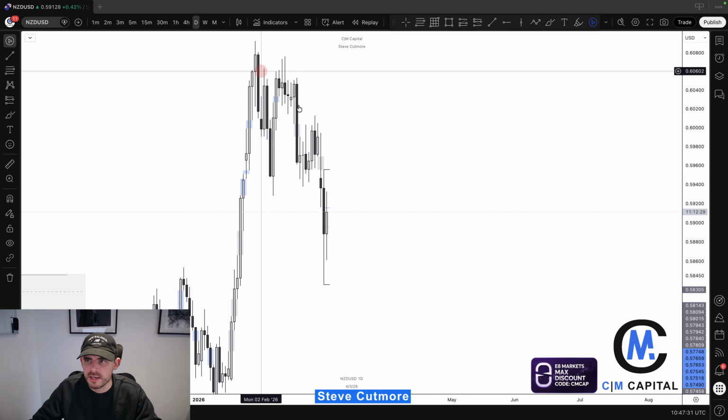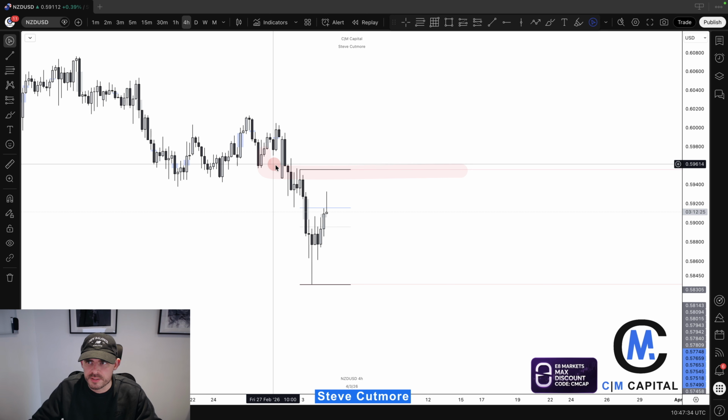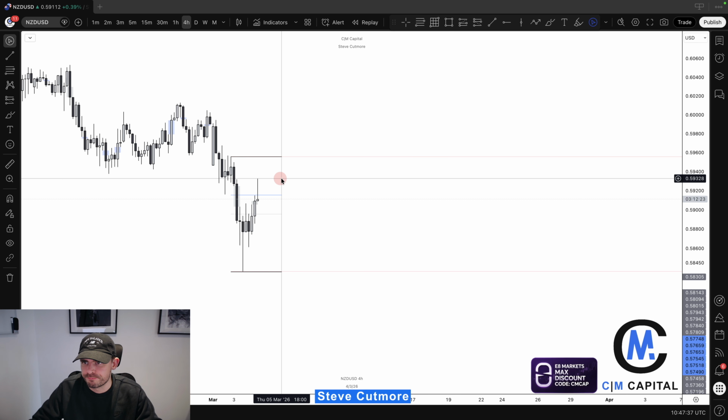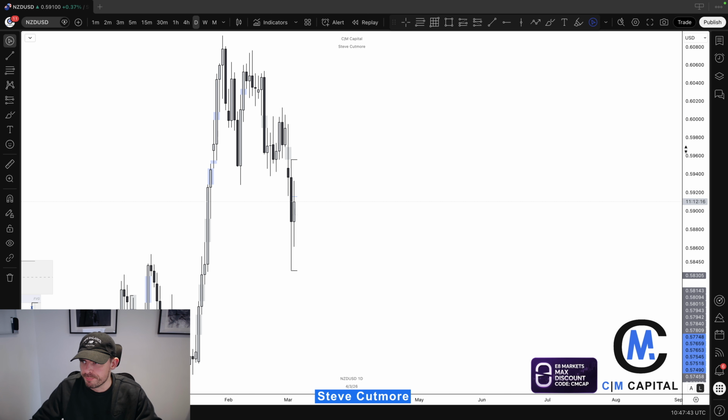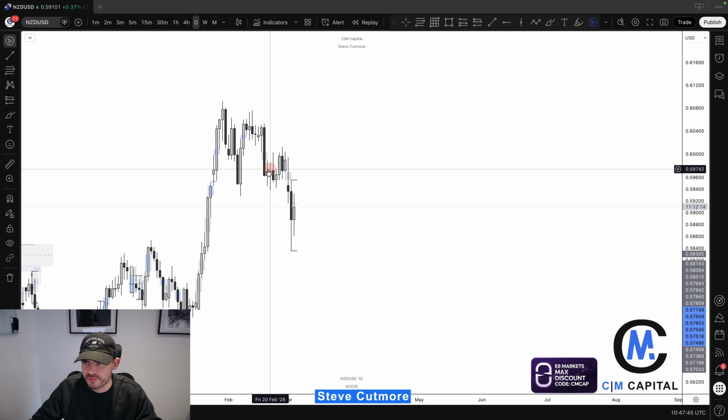We do have one higher up here in this area, but that is to do with the weekly open. So that's going to be a bit of a fishy gap to worry about, because we have wicked up and we have filled it as well. So that one we don't really want to be worrying about.